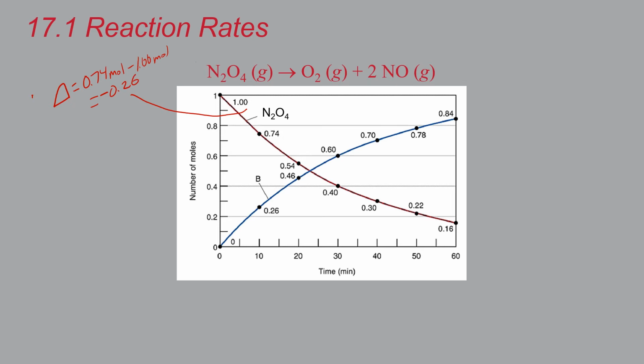And if you look at our curve B here, it starts at 0, and 10 minutes later there is 0.26 moles. So that change has been a positive 0.26 moles. So this grew by the same exact amount that this one dropped. So that's the big hint. So which one is it, and how can you tell?